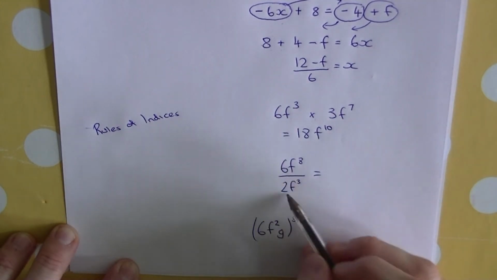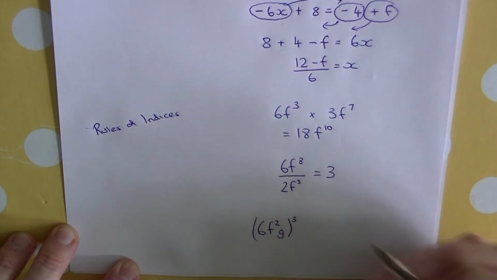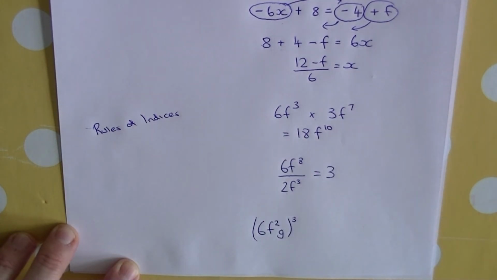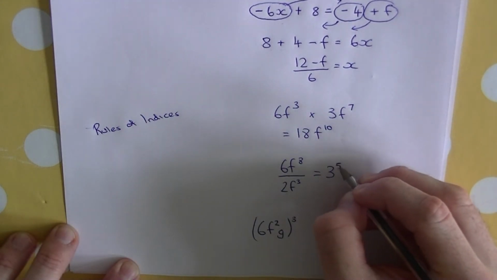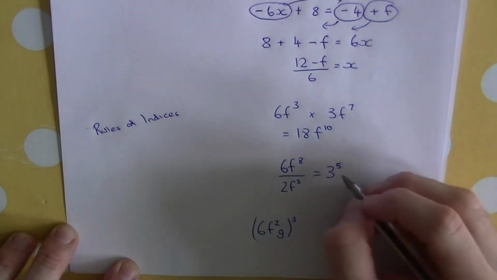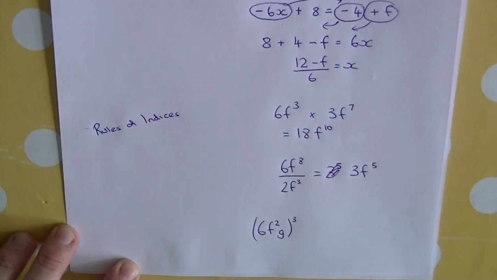Dividing, 6 divided by 2 is 3. F to the power 8 divided by f to the power 3. The division rule is, if you divide the same letter, you take away or subtract the indices. So it becomes 3f to the power 5. Don't want to make too many mistakes.